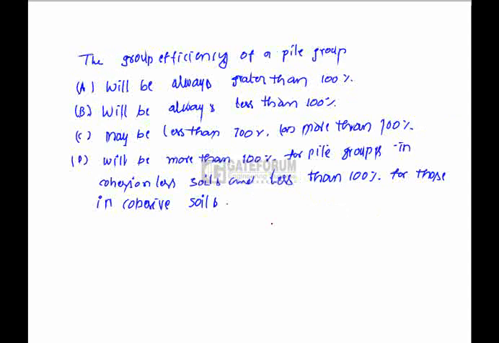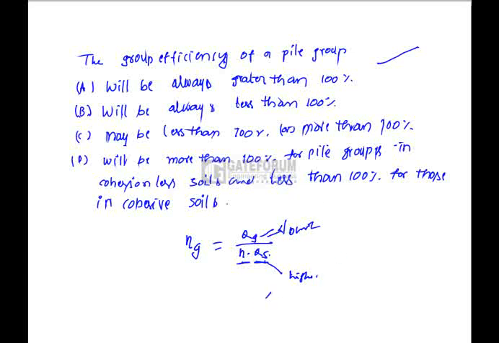Group efficiency of a pile group. What is going to be group efficiency of a pile group? Q group by N into Q single. Q group is going to be less than that of number of piles into Q singles. So the denominator is going to be higher, numerator is going to be lower. So it is going to be less than 100%. So option B is correct.